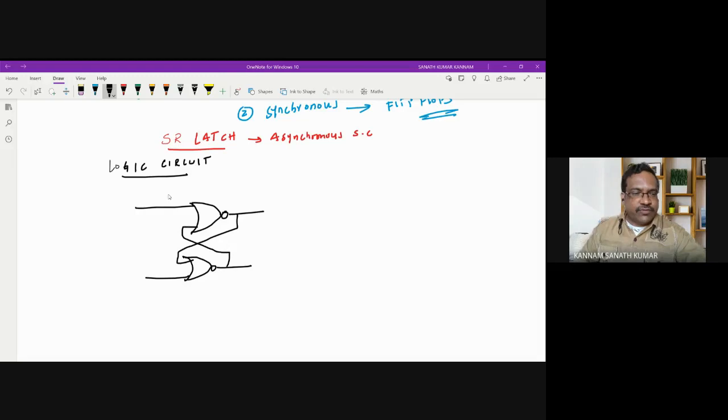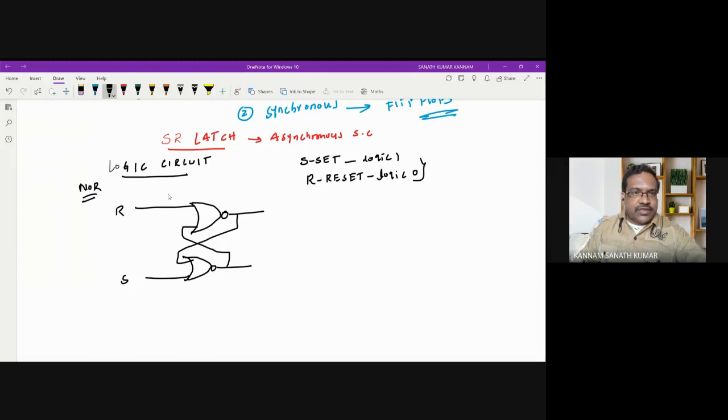This one will be feedback to this input. So here, for using this NOR gate, you need to remember that this is R and this is S. In digital terminology, normally S is nothing but set. Set means you are making any one output to logic 1. And R is nothing but reset. Reset means you are making any one output to logic 0. Set and reset.